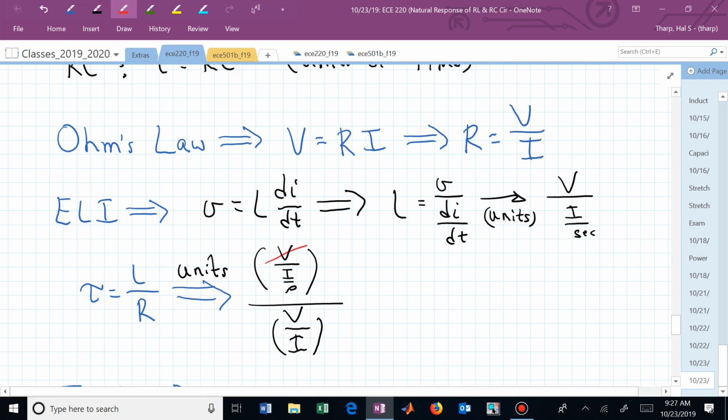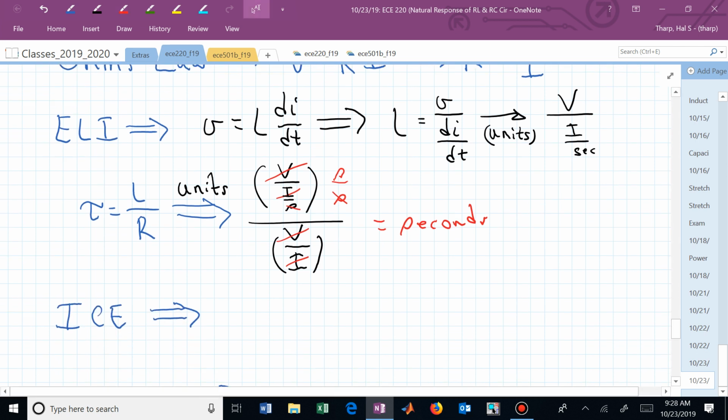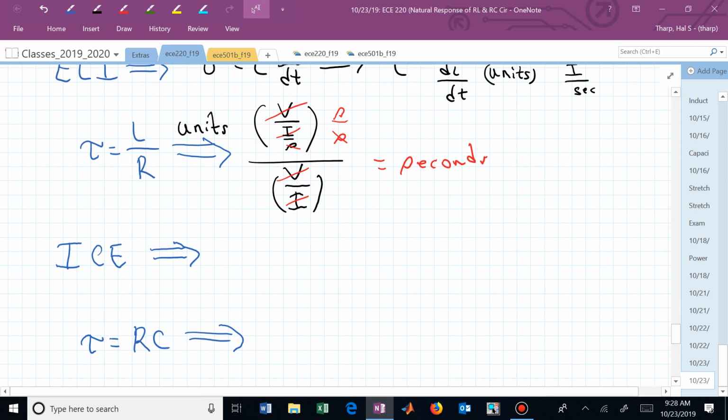That's in the numerator of the numerator, and this is in the numerator of the denominator. Those V's cancel. The I's cancel. And the S, if we multiplied by 1, hopefully that sort of gives you a sense of why we're saying tau equal to L over R is a time constant. It has units of seconds. So now when somebody says, oh, what's the time constant? And they say, oh, it's L over R, you go, okay, that's a time. What is that time? What's the length?